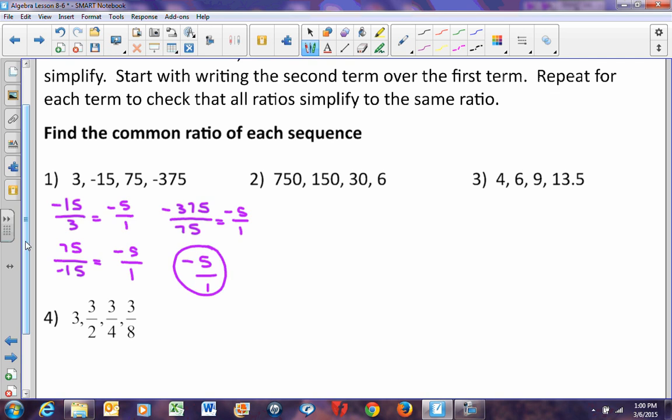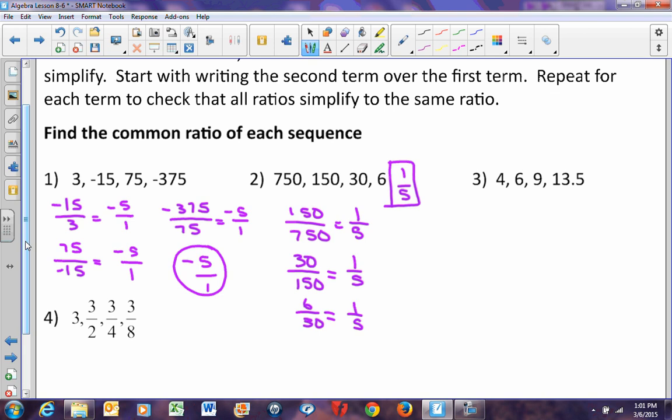Or negative 5. You can leave it as a whole number. Most common ratios are fractions, but you can leave it as a whole number, or its corresponding decimal. I prefer whole numbers or fractions. They're accurate. Number 2, if we're going to find our common ratio here, I would do 150 divided by 750. There's a fraction. If you reduce that fraction, you get 1/5. Then I would do 30 over 150. If you reduce that fraction, you get 1/5. Then I would do 6 over 30. If you reduce that fraction, you get 1/5. So my common ratio is obviously 1/5.